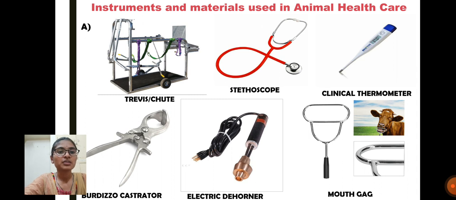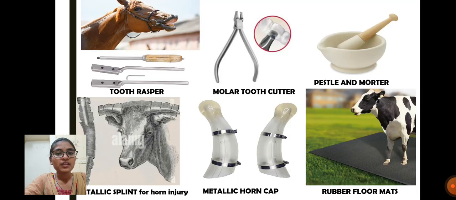Some of the instruments and materials used in animal health care are travis, which is used to control the animal during vaccination or medication or milking, stethoscope, clinical thermometer to check the temperature of the animal, bloodless castrator to remove the testicles from the male animal, electric dehorner to remove the horns, mouth gag used during application of medications, liquid, tooth rasper to sharpen the sharp teeth, molar tooth cutter to cut the teeth of an animal, and metallic horn cap, pestle and mortar, rubber floor mats.